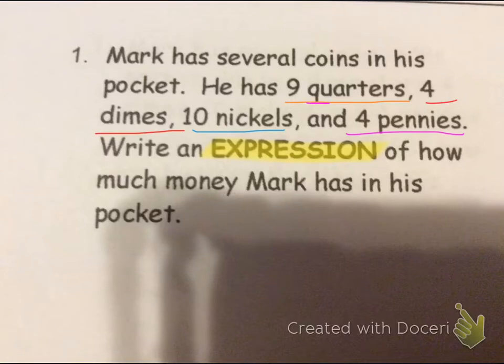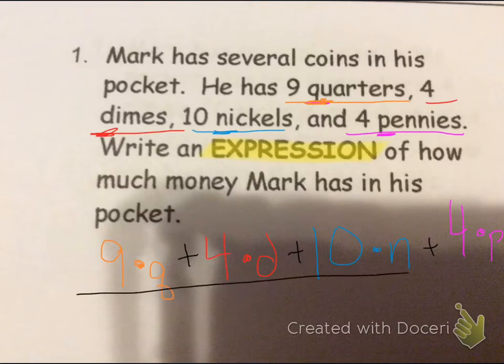We can say that quarters is a Q, dimes are a D, nickels are an N, and pennies are a P. If we do that as our variables, then we're going to wind up with 9 times whatever the value of a quarter is, plus 4 times the value of a dime, plus 10 times the value of a nickel, and plus 4 times the value of a penny. Oops, that's a P. Okay, so this is one expression that we could make.